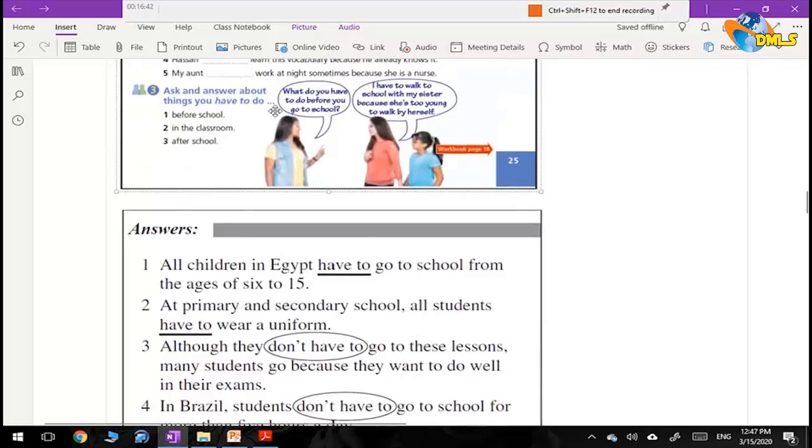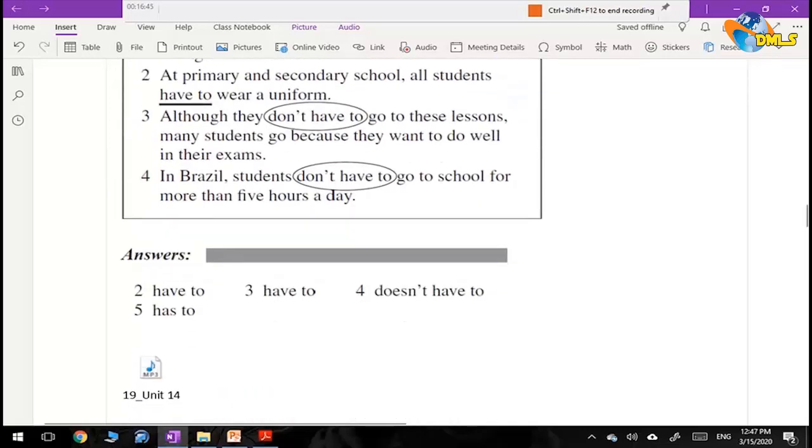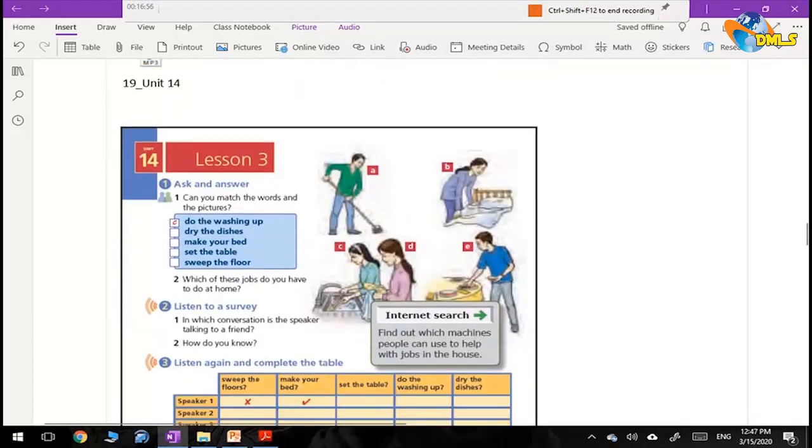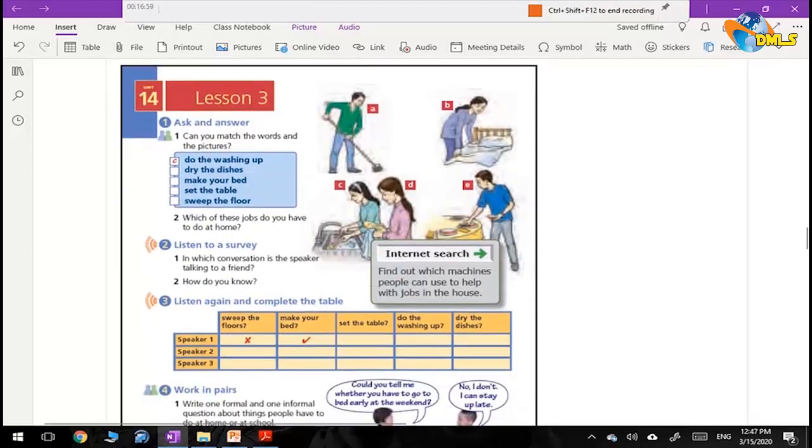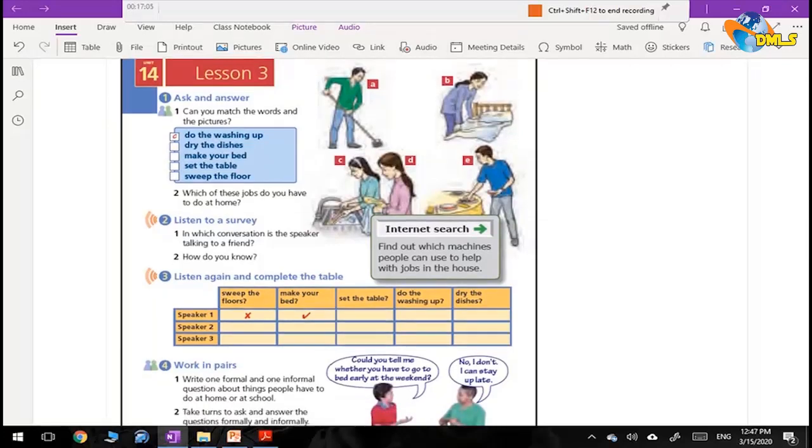Now, this is for us to do in class, but we are not there to check it. There are the answers for the last exercise. Have to for number two, have to number three, doesn't have to, and has to for four and five. Now, let's move on to the next part, the listening part of our unit on lesson three. We have some nice warm-up exercises here, a matching exercise. Can you match the words and the pictures? We have five pictures of some people doing certain things, and we have the names of these activities above. Let's go ahead and try to match them in, let's say, 30 seconds, starting now.